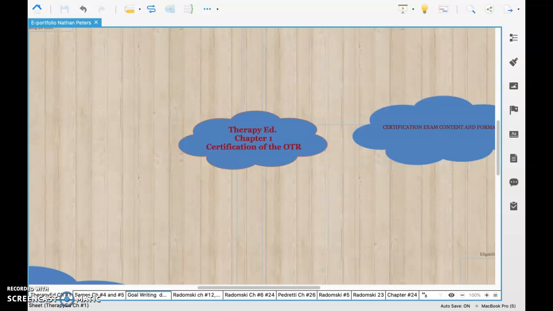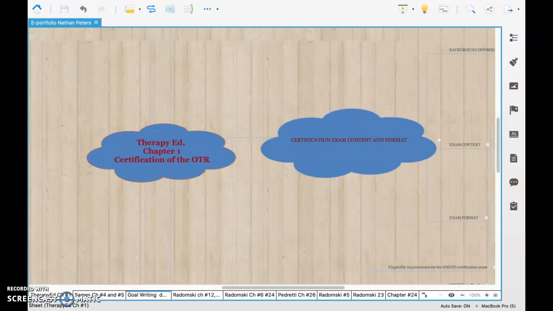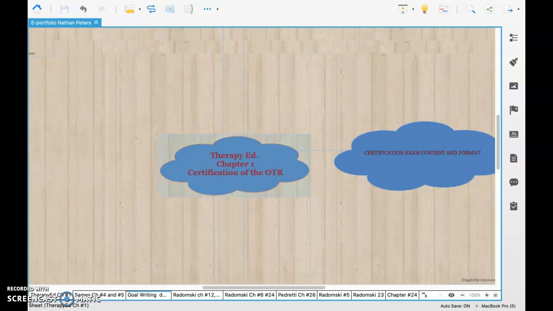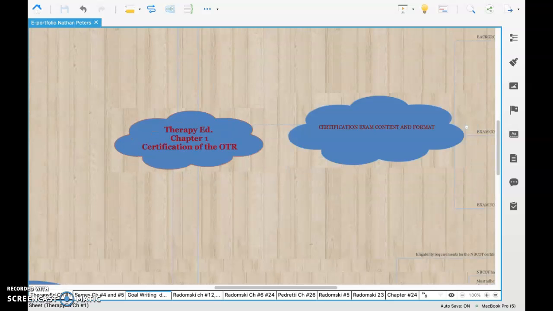Now, the way I organized this was the TherapyEd Chapter 1, and basically this is where it breaks down the certification process of becoming an occupational therapist. One thing you'll notice about all my sheets here is the background. I prefer it to be a darker color, like brown wood. It has a home feeling to it, and it's not white because usually white backgrounds hurt my eyes. Also, most of my boxes and bubbles are going to be navy blue because that's one of my favorite colors.